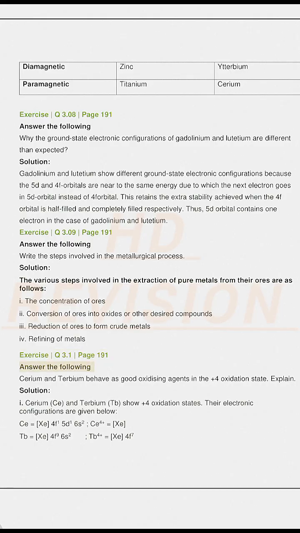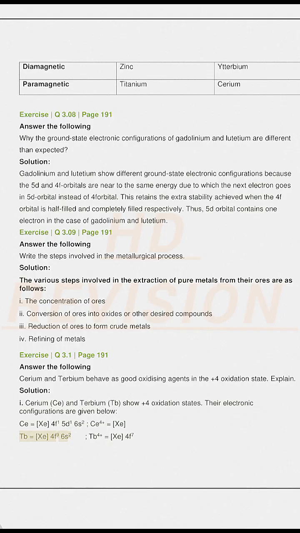Exercise Q 3.10, page 191. Answer the following. Cerium and terbium behave as good oxidizing agents in the +4 oxidation state. Explain. Solution. 1. Cerium, Ce, and terbium, Tb, show +4 oxidation states. Their electronic configurations are given below. Ce = [Xe] 4f1 5d1 6s2, Ce4+ = [Xe].